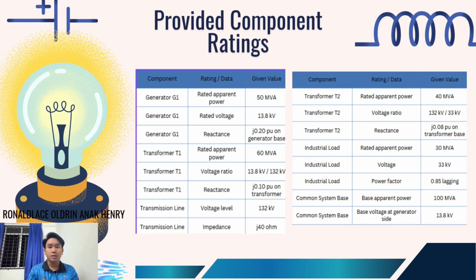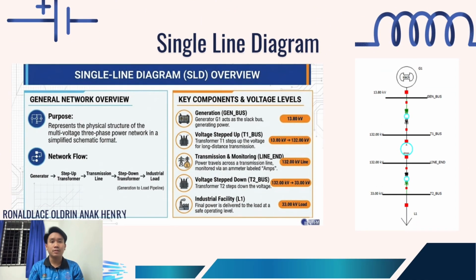Transformer T2 is rated at 40 MVA with a voltage ratio of 132 kV to 33 kV and a reactance of j0.08 per unit. Finally, the industrial load is rated at 30 MVA, operating at 33 kV with a lagging power factor of 0.85. The common system base selected for the analysis is 100 MVA, while the generator side base voltage is 13.8 kV. Now let's look at the overall power system configuration.